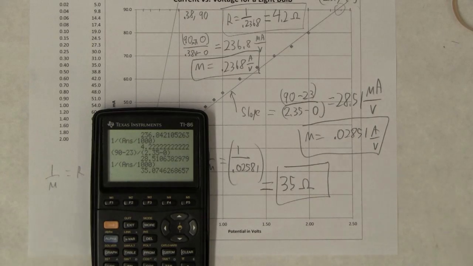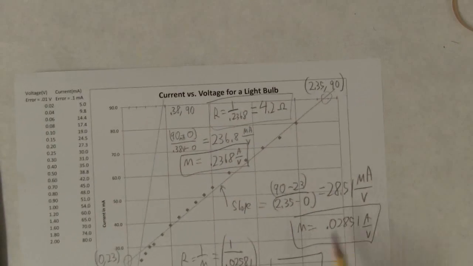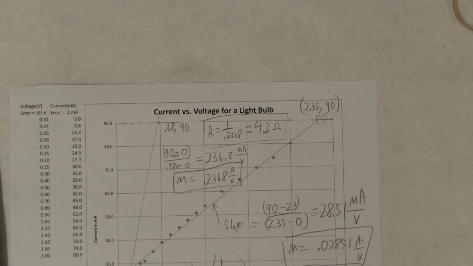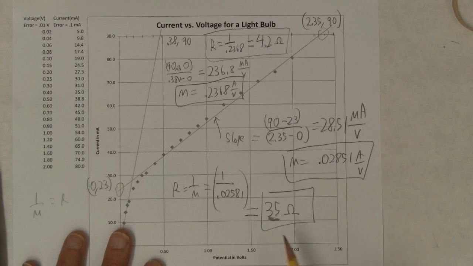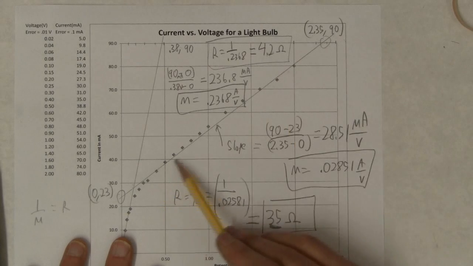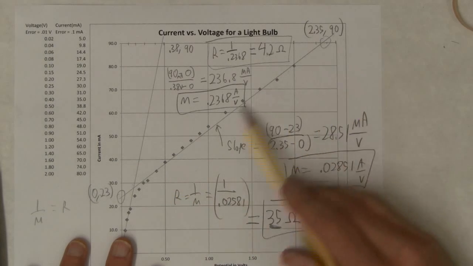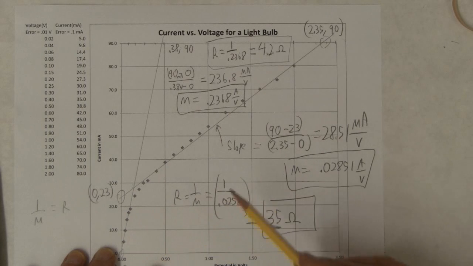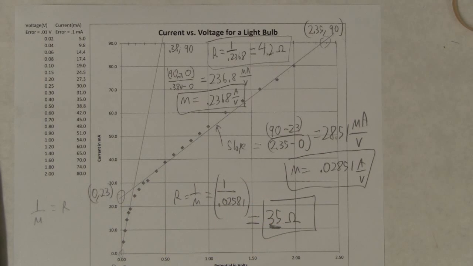Now again, the reason that we've got a difference, this is the resistance, this is the differential resistance. The reason why we have a difference in these two values is that here the light bulb is getting hotter and hotter and hotter. Here the light bulb hasn't gotten hot enough to change the resistance. Hope that helps.